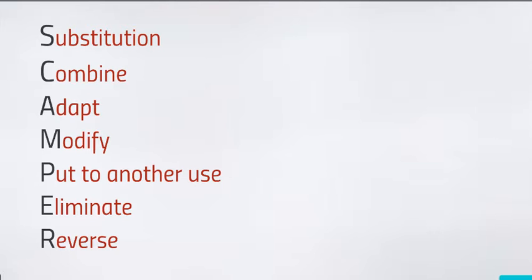Eliminate is eliminating inefficient processes, with the goal of streamlining. And reverse would be reversing the orientation or direction of a process or product to do things the other way around.